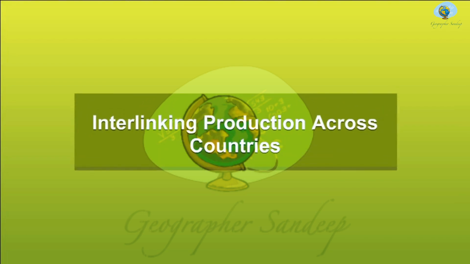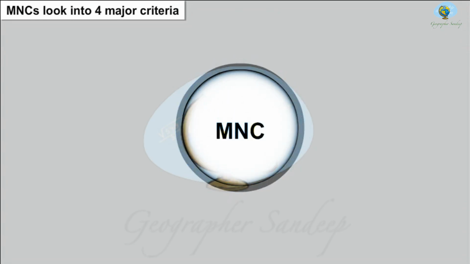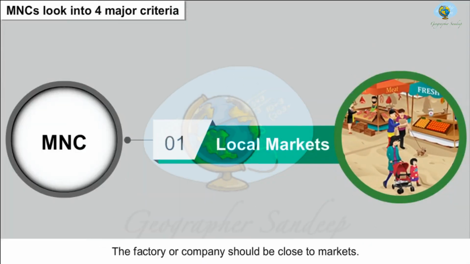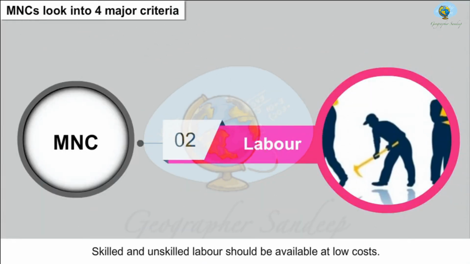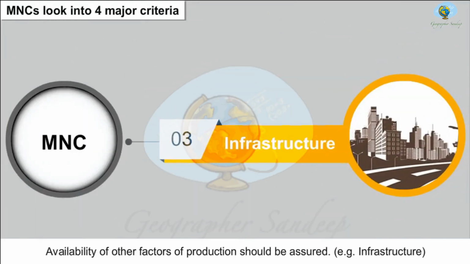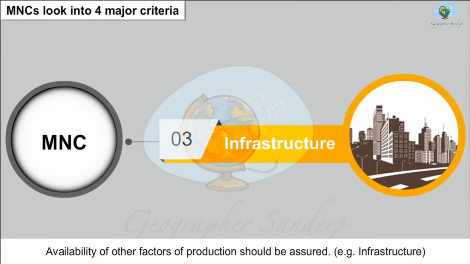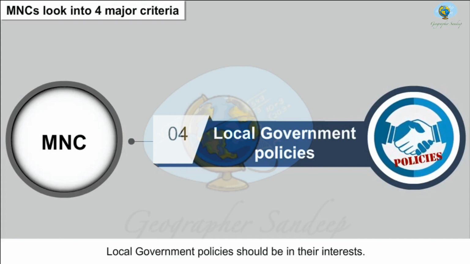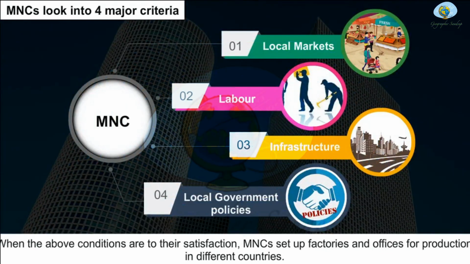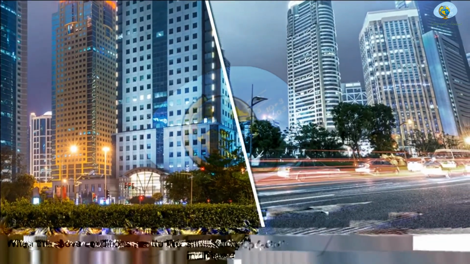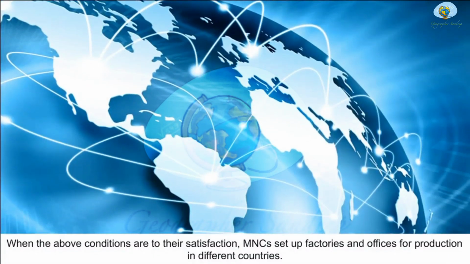Interlinking production across countries. MNCs look into 4 major criteria before they set up production in any place. The factory or company should be close to markets. Skilled and unskilled labor should be available at low costs. Availability of other factors of production should be assured, for example, infrastructure. Local government policies should be in their interests. When the above conditions are to their satisfaction, MNCs set up factories and offices for production in different countries.